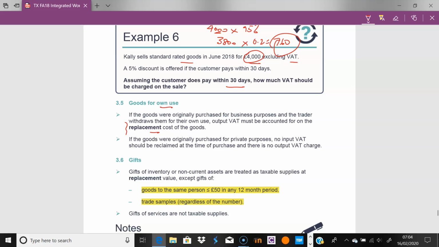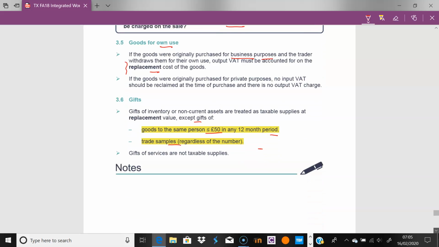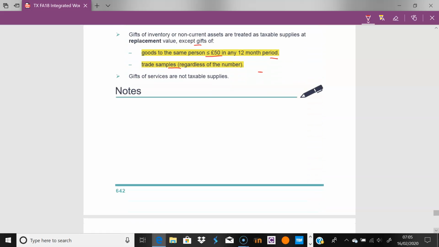Right, and that's the first thing. So we'll see an example here. But the goods must have been originally purchased for business use, and that's what you will see most of the time. What we also have here: gifts of inventory and trade samples are totally exempt, and gifts of anything less than £50 in a 12-month period, that sort of minor amount, are exempt as well. I think it's good to see examples straight away so that we can see how this is applied.